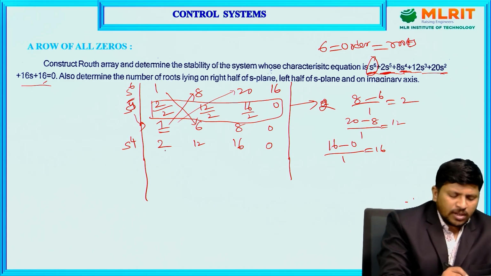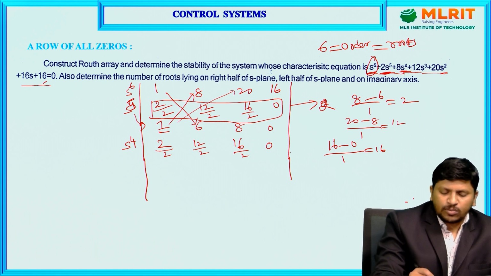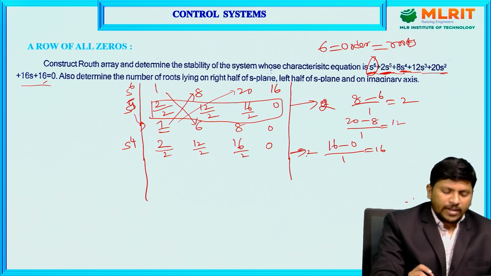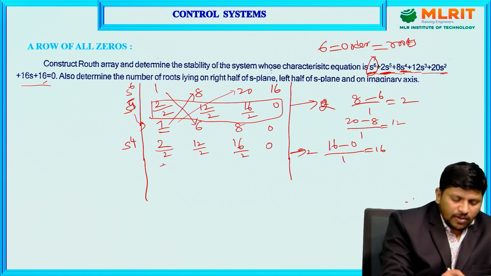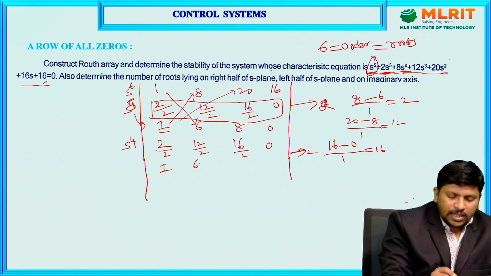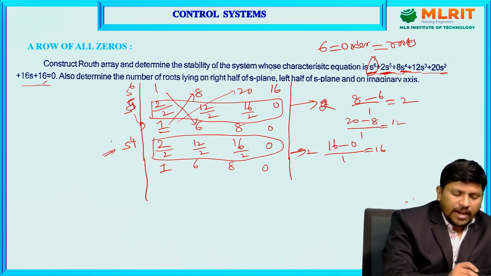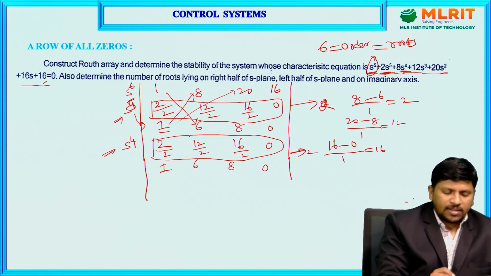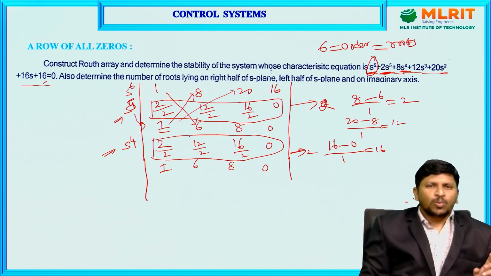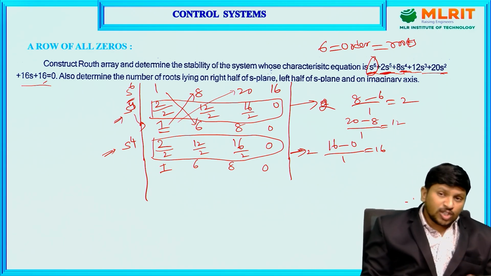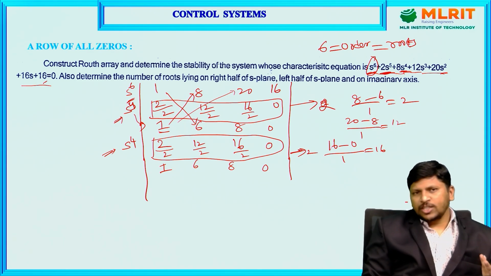Okay, so here divide by 2 again. So what is the value here? 1, 12 by 2 is 6, 16 by 2 is 8, and 0. See, observe, the s power of 4 row elements and the s power of 5 row elements are the same. If two rows are the same, then the next row is automatically going to be the 0 row.